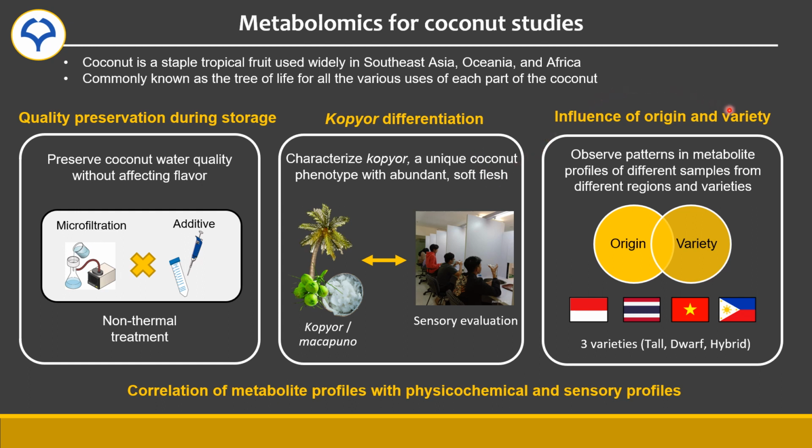Lastly, another study about coconuts in our laboratory observes the influence of origin and variety on the coconut metabolome profile. By looking at different coconuts from different countries and from different varieties, patterns in metabolite profiles between these samples might be observed, and therefore, ideal uses for each type of coconut from each country and variety might be suggested. And so overall, for these three studies, we can see again the correlation of metabolite profiles with both physicochemical and sensory profiles to draw some major conclusions.